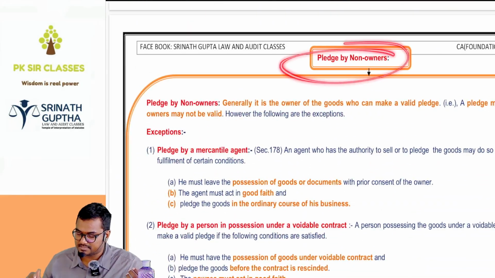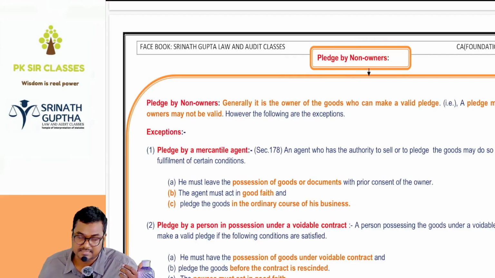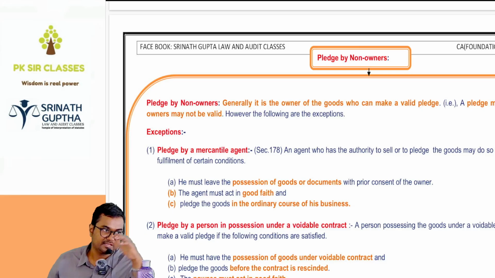So the last concept is the pledge by non-owners. We will discuss this in the SOGA, Sale of Goods Act section. With this, revision of bailment, pledge, lien, and finder of lost goods is completed.